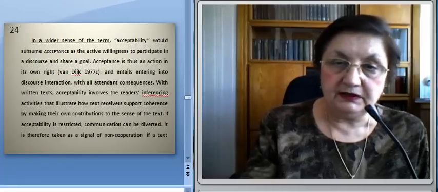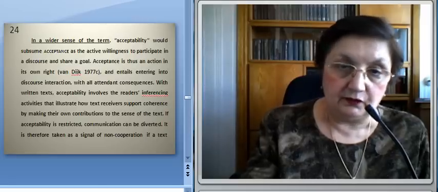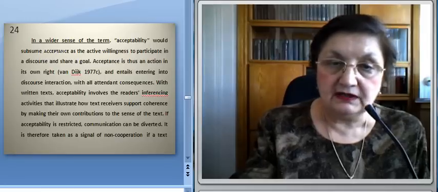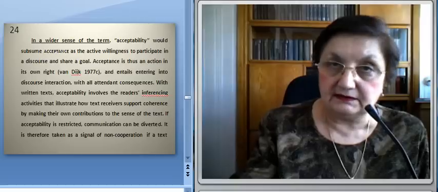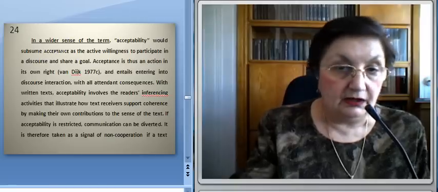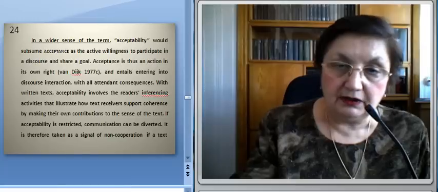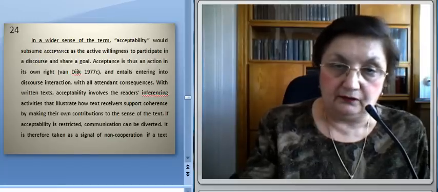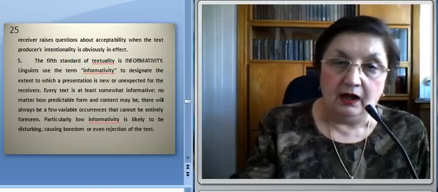If acceptability is restricted, communication can be diverted. It is therefore taken as a signal of non-cooperation if a text receiver raises questions about acceptability when the text producer's intentionality is obviously in effect. The fifth standard of textuality is informativity.